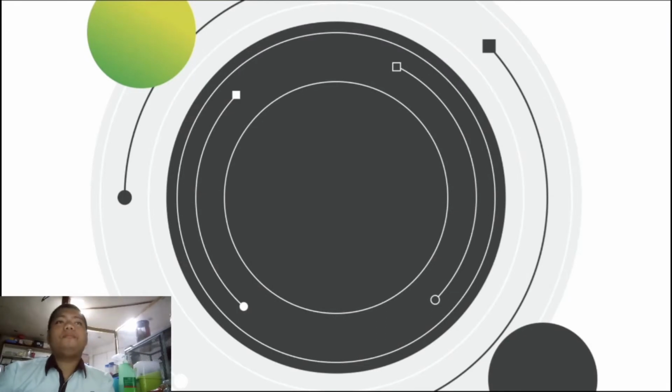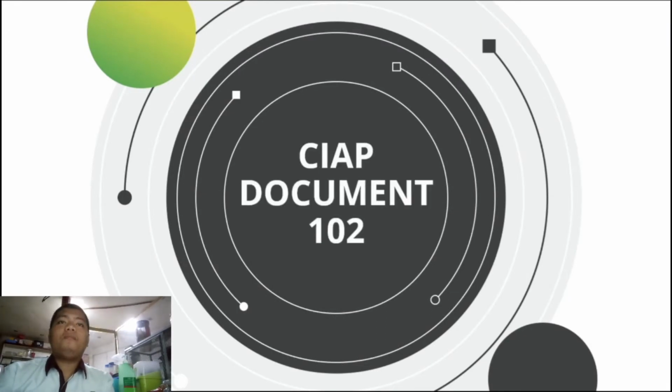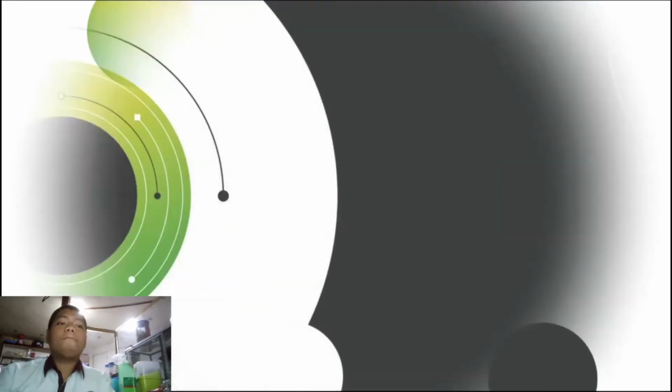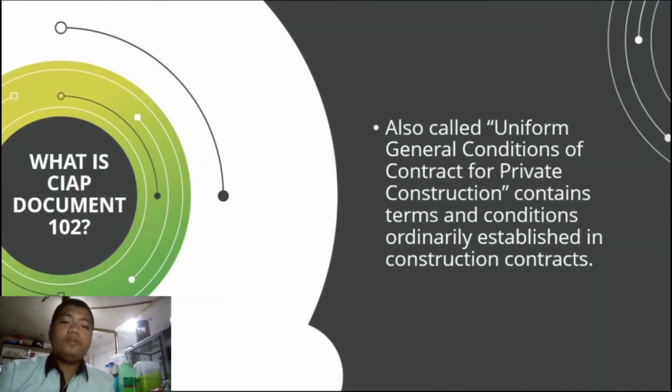Hello, and we're going to report on CIAP Document 102. What is CIAP Document 102? It is also called the Uniform General Conditions of Contract for Private Construction. It contains terms and conditions ordinarily established in construction contracts.